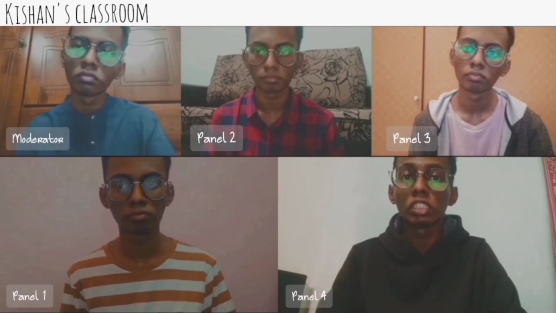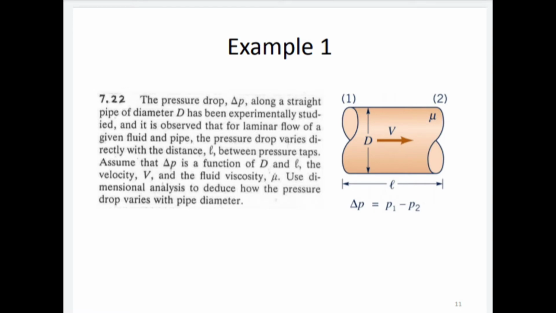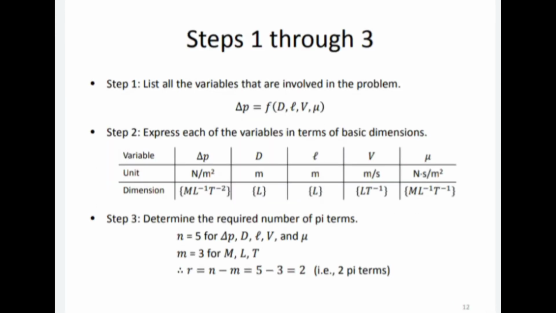So I have a sample question here. The pressure drop delta P along a straight pipe of diameter d has been experimentally studied, and it is observed that for a laminar flow of a given fluid and pipe, the pressure drop varies directly with the distance L between pressure taps. Assume that delta P is a function of d, L, the velocity V, and the fluid viscosity mu. Use dimensional analysis to reduce how the pressure drop varies with pipe diameter.